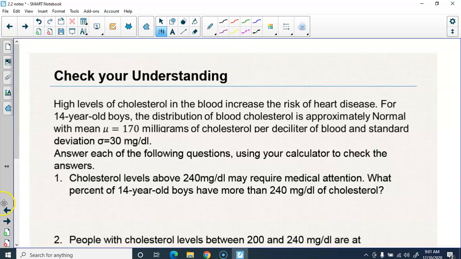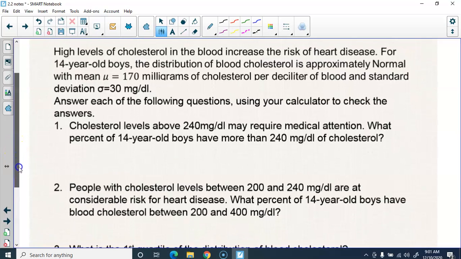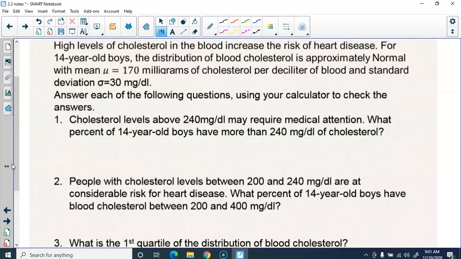So let's do an example here where we're talking about high levels of cholesterol. For 14-year-old boys, the distribution of blood cholesterol is approximately normal, where the mean is 170 and standard deviation is 30. Cholesterol levels above 240 may require medical attention. What percent of 14-year-old boys have more than 240 milligrams per deciliter of cholesterol? I guess we could draw a quick picture here. The mean is 170, and we're way over here at 240.